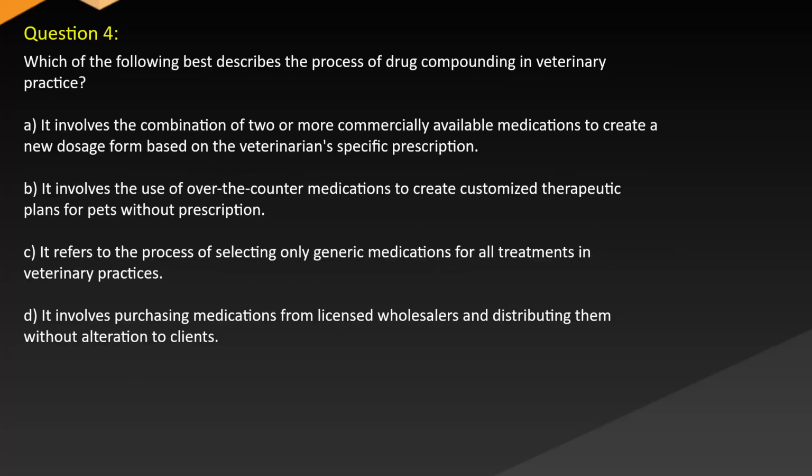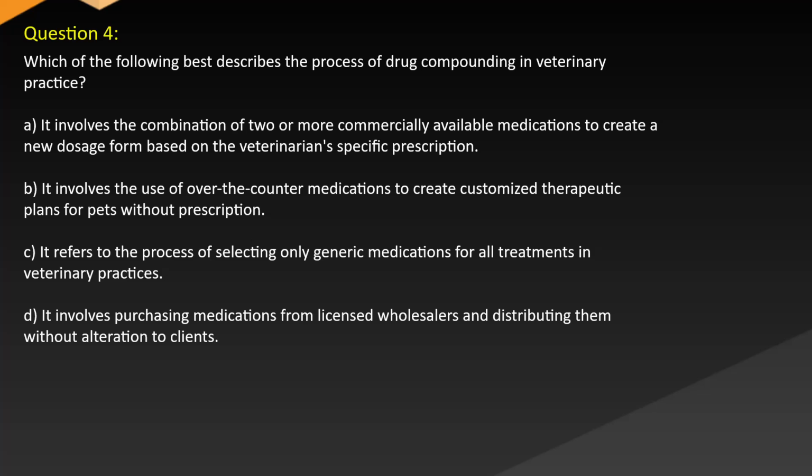Question 4. Which of the following best describes the process of drug compounding in veterinary practice? A. It involves the combination of two or more commercially available medications to create a new dosage form based on the veterinarian's specific prescription.